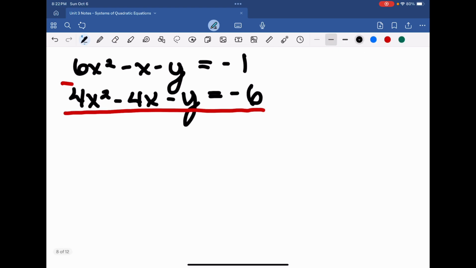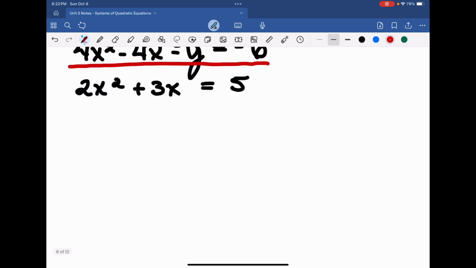6 minus 4x is equal to 2x squared. We then have negative x minus minus 4, that's plus x, that's going to give us plus 3x. Negative y minus y is going to be 0 because they eliminate each other. And then negative 1 minus minus 6 is going to be equal to the positive 5 down here.